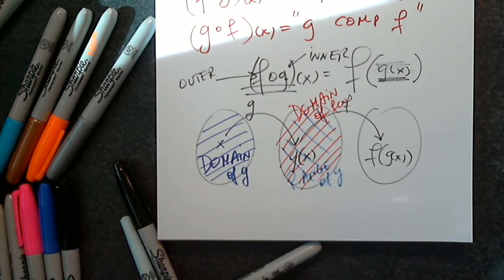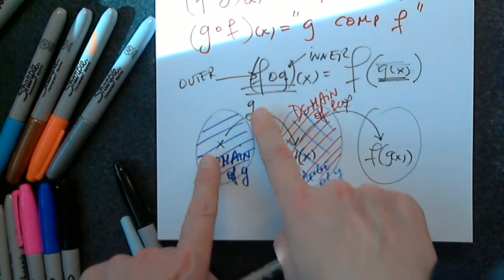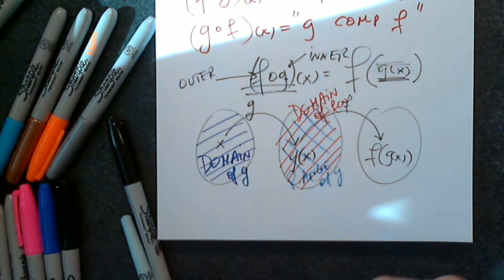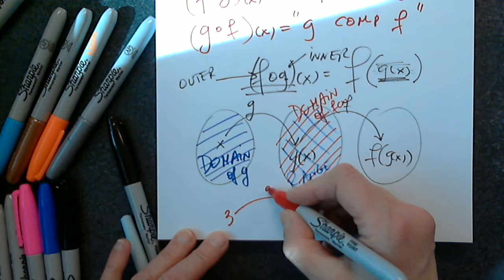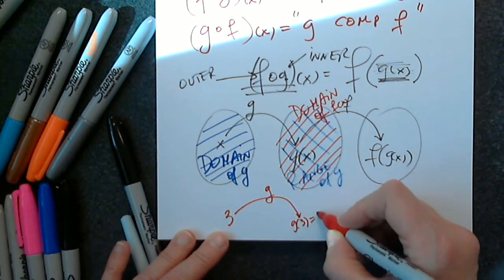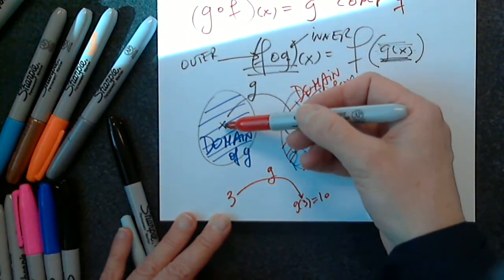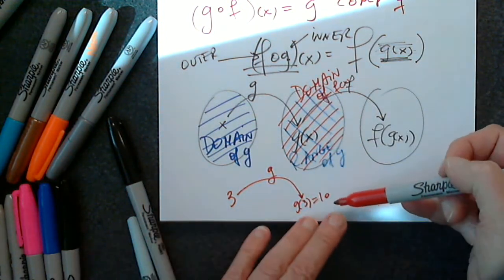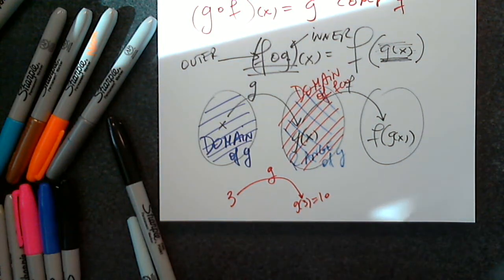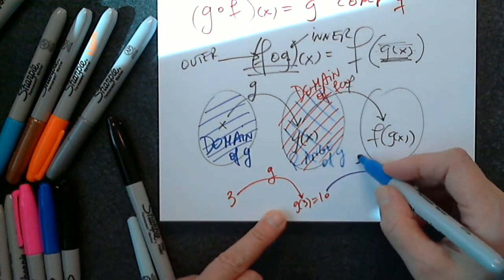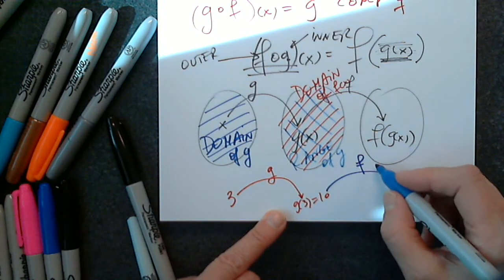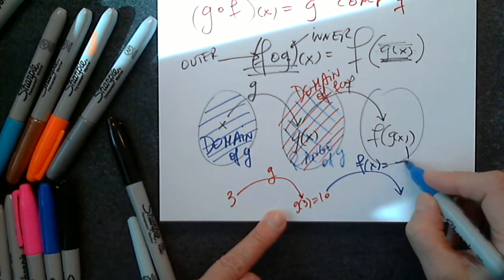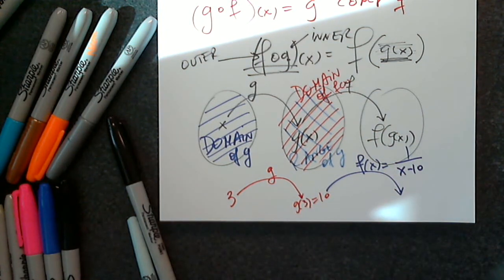Here's what could go wrong. I apply G to 3. So let's say 3 through G gives G of 3 to be 10. I just picked a number. I said 3, I applied G to 3, and I get G of 3, and that number is 10. But now I have to apply f to 10. But if the function f of x is 1 over x minus 10, I'm going to say to you, plug in 10 and give me the answer. But you won't be able to.